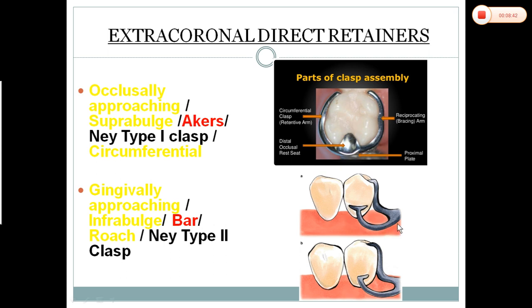The other type of clasp assembly is where the undercut area is reached from the gingiva. From the gingival side, the undercut is approached. This is known as a gingivally approaching clasp or infrabulge clasp. They occupy the undercut from the infrabulge portion, and are known as Roach clasp or bar clasp. These are commonly known as C clasp or occlusally approaching clasp, and bar clasp or gingivally approaching clasp.